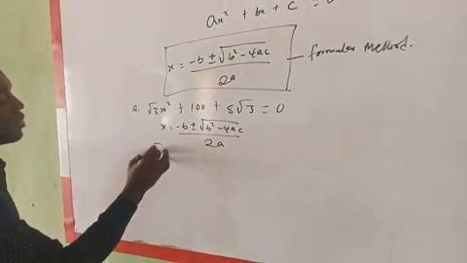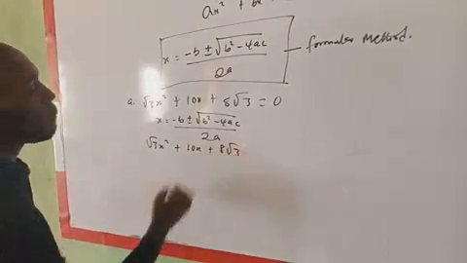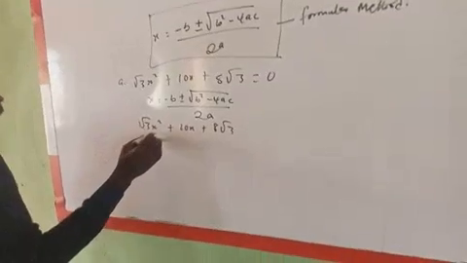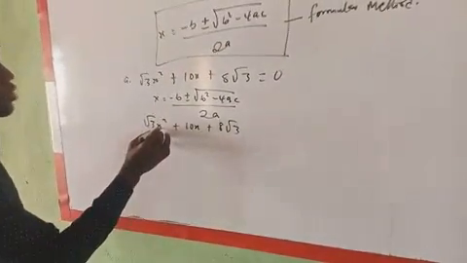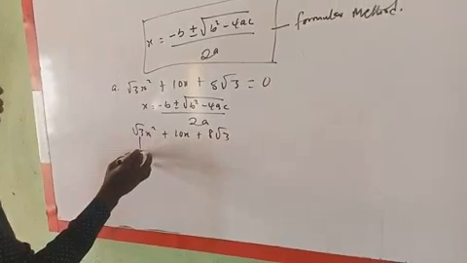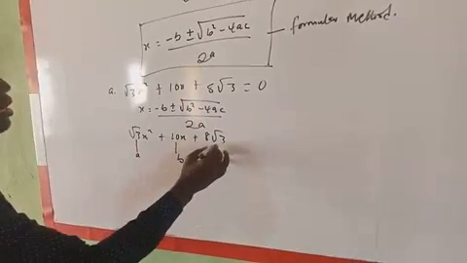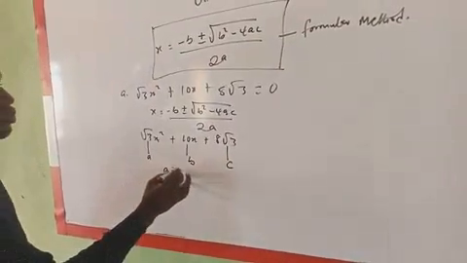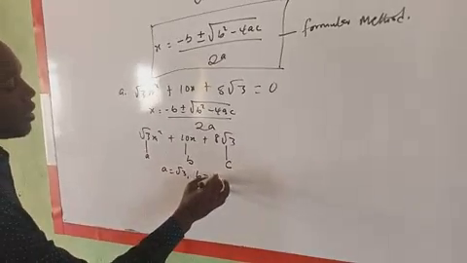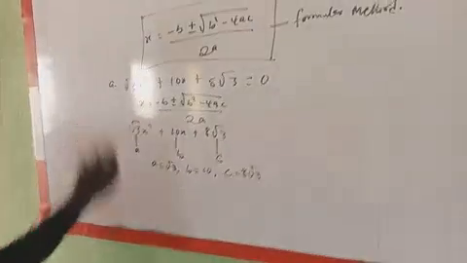Already I'm given root 3 x squared plus 10x plus 8 root 3. Now my a is the coefficient of x squared, which is root 3. Now the coefficient of x is my b, and this is my c. So a is equal to root 3, b is equal to 10, and c is equal to 8 root 3. So I'll substitute this into the quadratic formula.